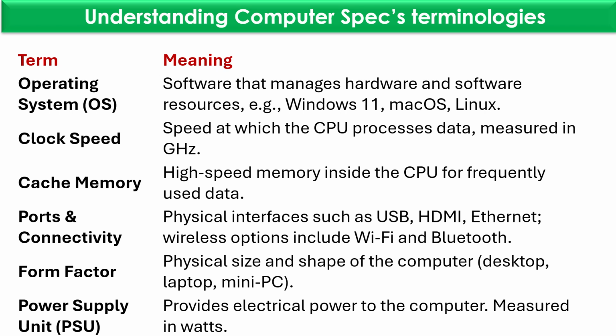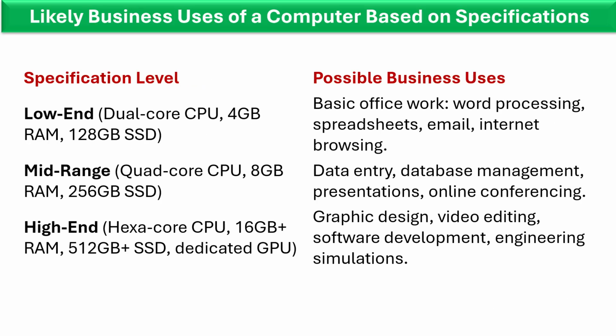And then cache memory, a high-speed memory inside the CPU for frequently used data. Ports and connectivity, physical interfaces such as USB, HDMI, Ethernet, wireless options, which include Wi-Fi and Bluetooth. Form factor, we have physical size and shape of the computer, such as a desktop, a laptop, or mini PC. Power supply unit, this is a component that provides electrical power to the computer, measured in watts. Then let's move on to the other item.